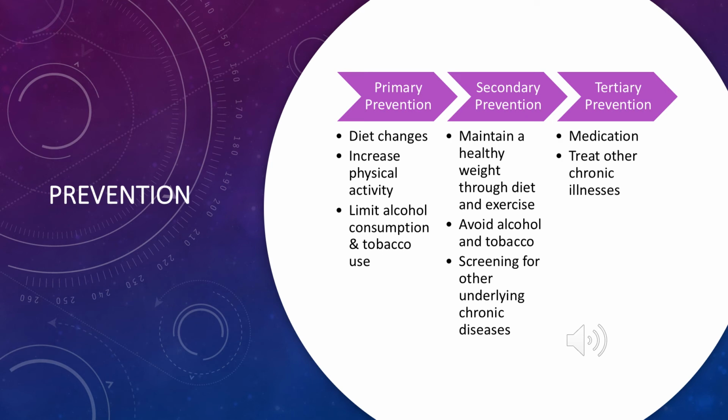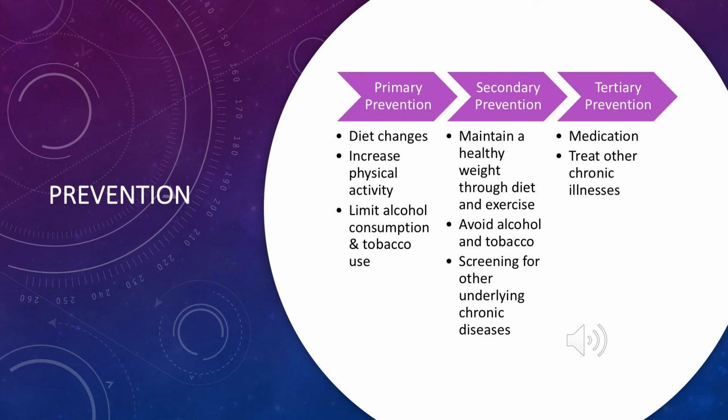Prevention. Primary preventions for high blood pressure include diet changes, increasing physical activity, and limiting alcohol consumption and tobacco use. The goal of primary preventions are to stop the development of high blood pressure altogether.